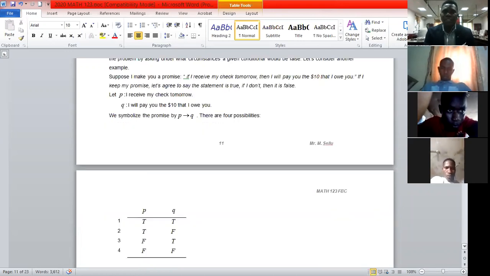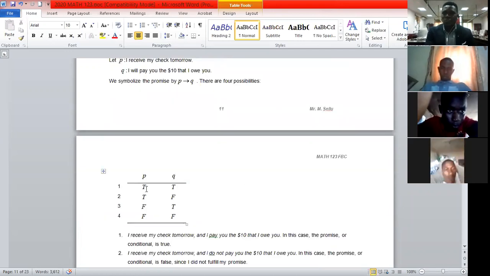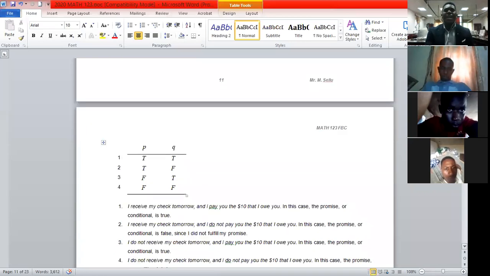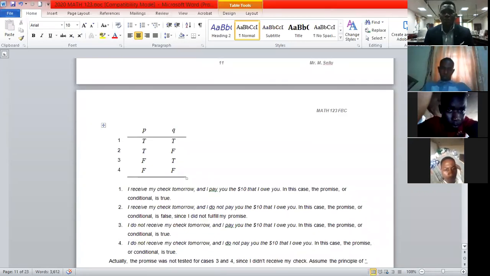Remember the four possibilities: true and true, true and false, false and true, false and false. Let's say I receive my check tomorrow and I pay you the $10 that I owe you. In this case, the promise or condition is true. I received my check and I paid. So true and true will definitely be equal to true in terms of the conditional statement.